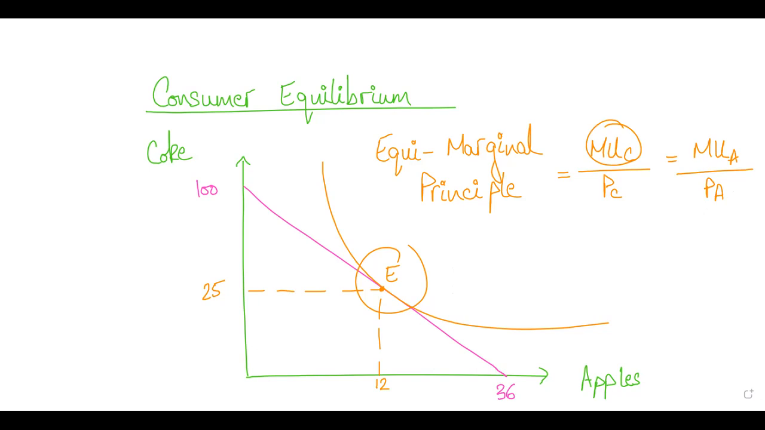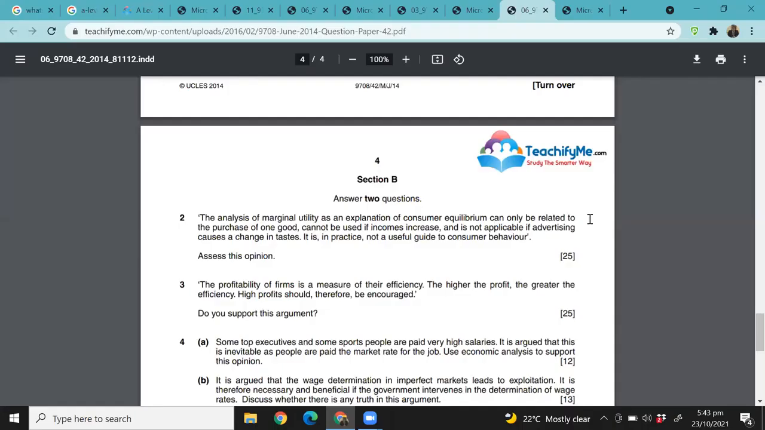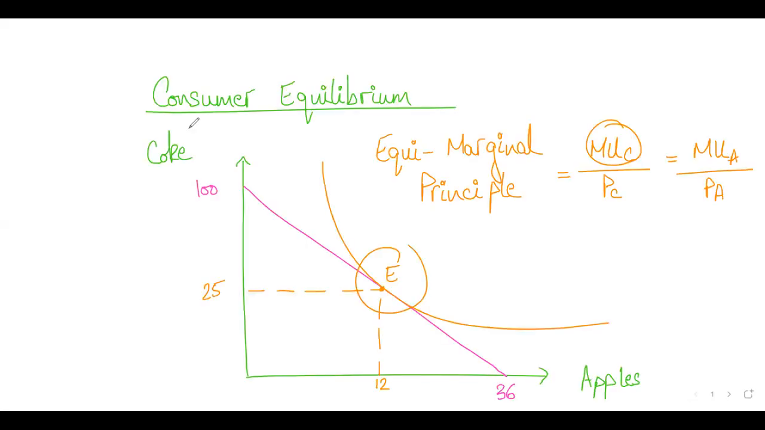Okay, now moving forward from here. For this question, the statement was saying that this concept of consumer equilibrium cannot explain what happens in the case of two products, that it only explains one product. It said it can only be related to the purchase of one good. So first of all, we will say that this is absolutely incorrect. Why? Because we have just seen on the graph that we had two products that the consumer could have chosen between, right?